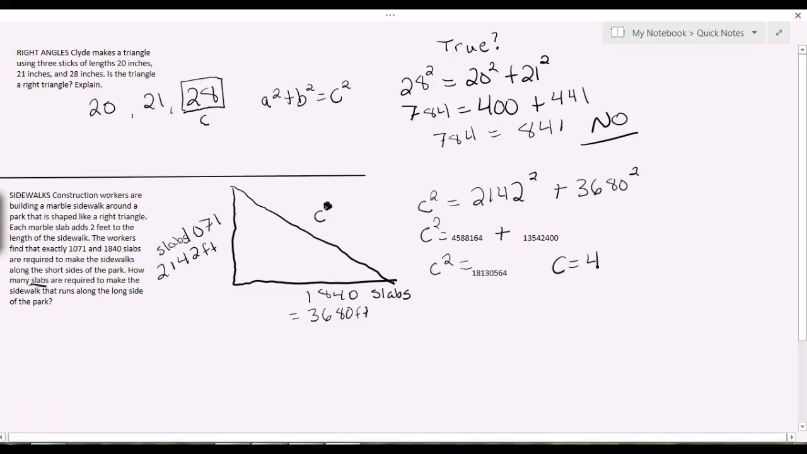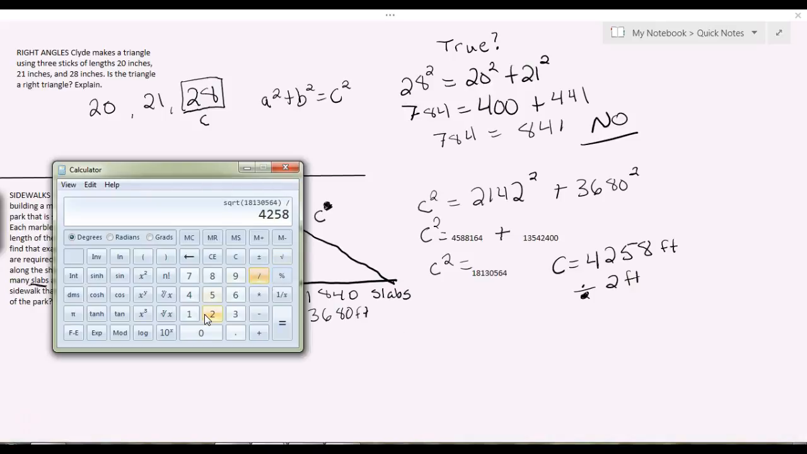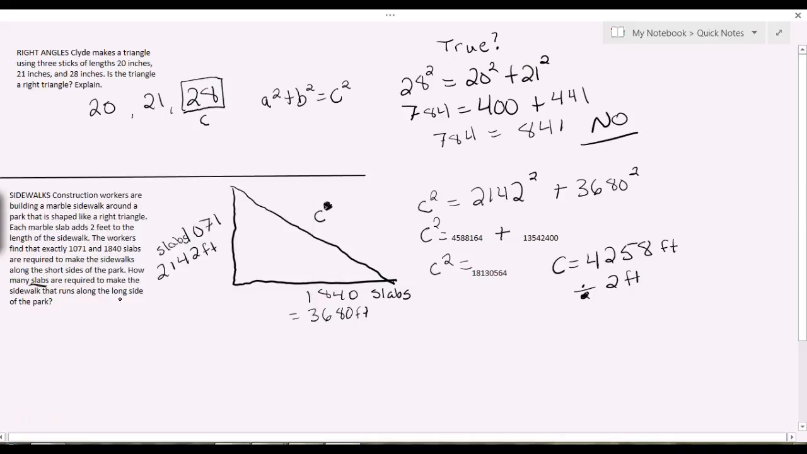C equals 4,258 feet. And then I'm going to say divided by 2 feet per slab. So 4,258 divided by 2 equals 2,129. So I need 2,129 more slabs.